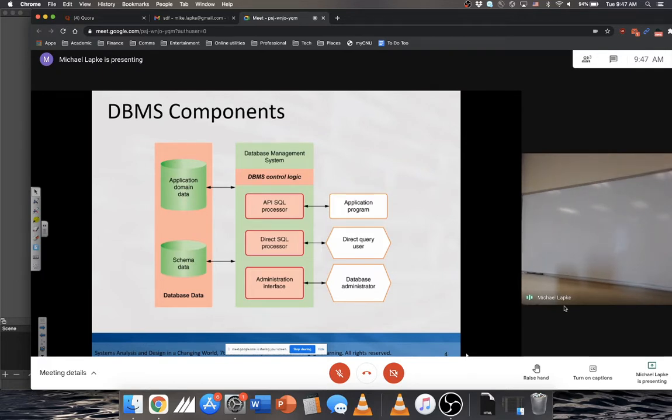So our core components: we have our schema data. Again, this is our metadata, our data about the data. The application domain data is the stuff that I'm actually storing. And over here we have the API SQL processor. Essentially, this is where you have to have some type of language encapsulating the data. You very rarely directly access the data, unless you're a DBA, a database administrator. If you are a user or even a systems administrator, you generally use the interface of the application to access that.